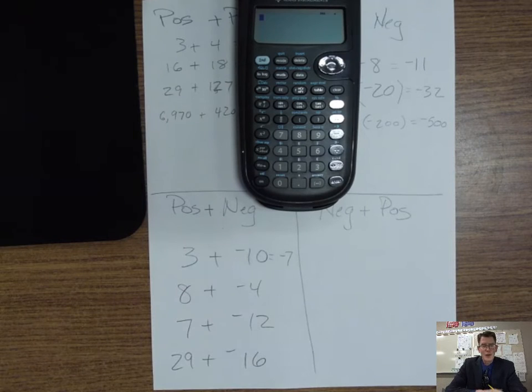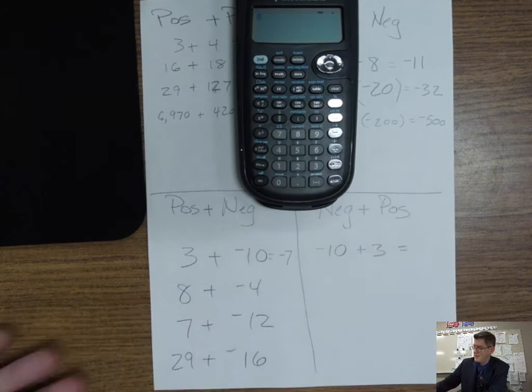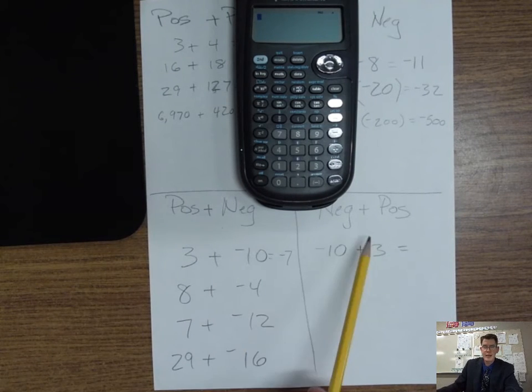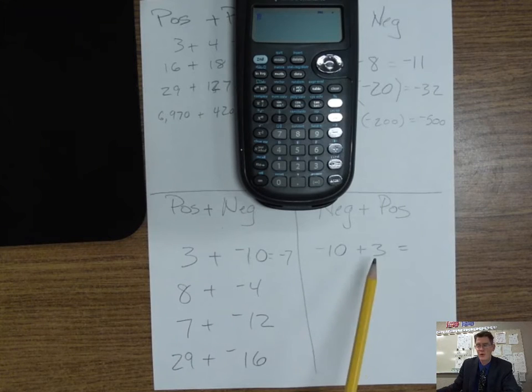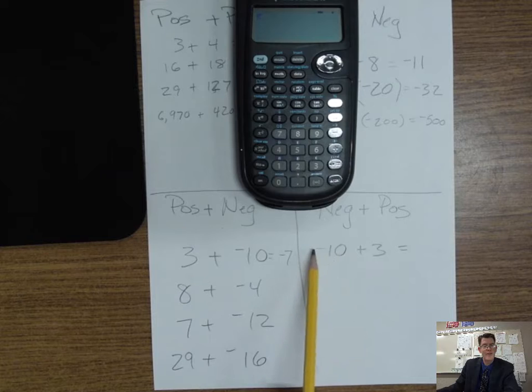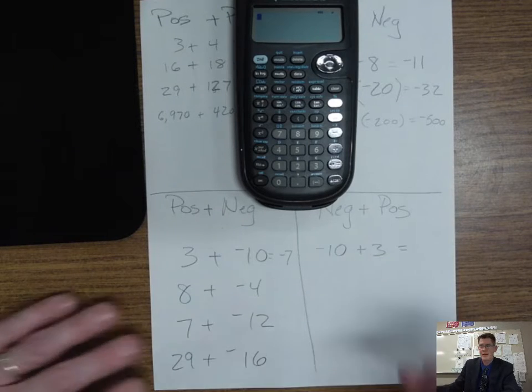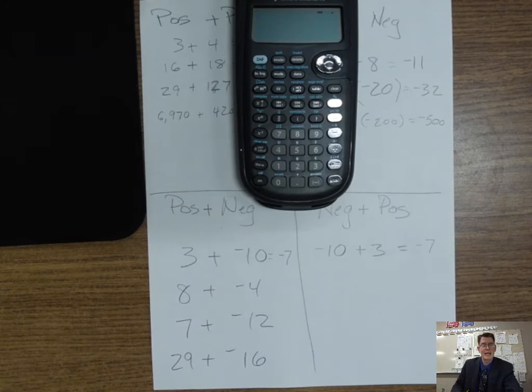And another way to look at it is, let's say it looks like this, negative 10 plus 3. We'll learn about this, but you can add in any order. If you start at negative 10 on the number line, and then you come up 3 from that negative 10, you've come all the way up to negative 7.